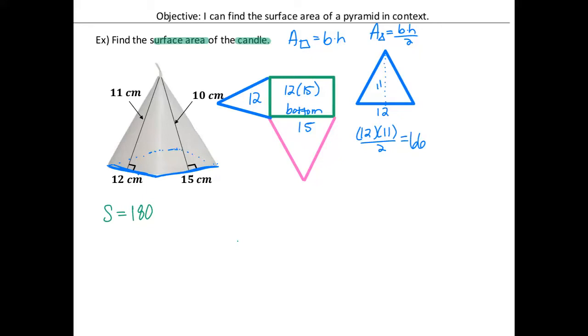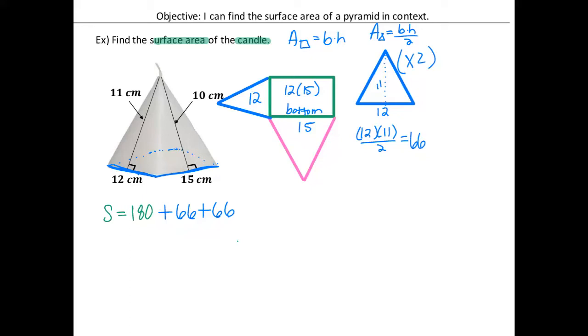And then notice I have two that are going to be the same. I have the left side and I also have the right side. It's going to be over here. So the left and the right are going to be the same. So I know that this is going to be two of those triangles. So I'm going to add 66 two times, or you can do 66 times 2 and add them together.